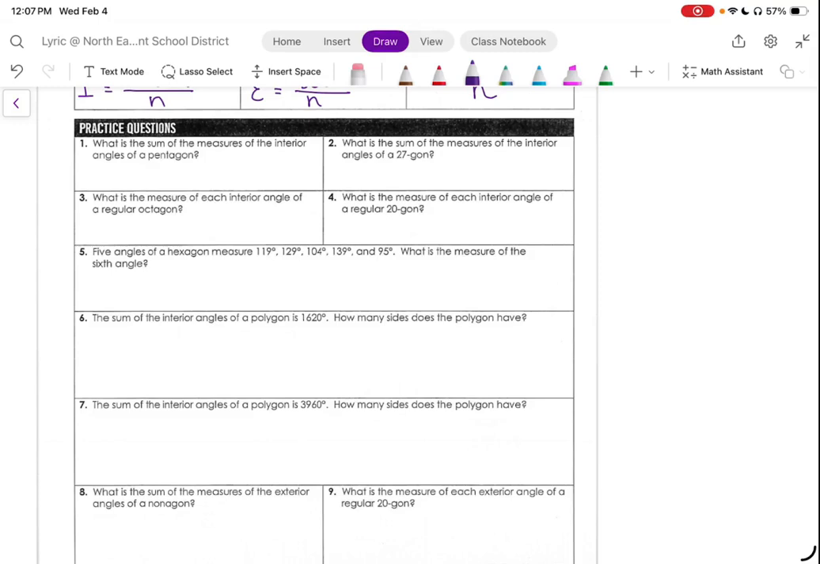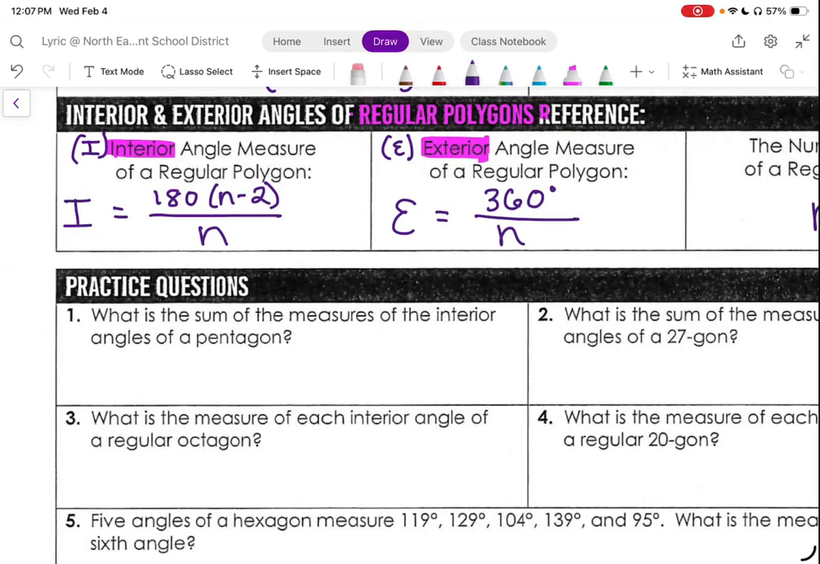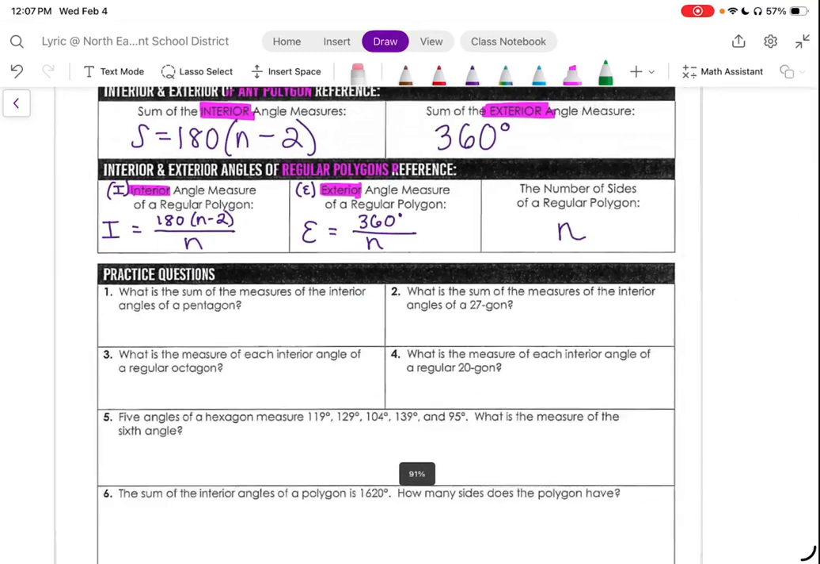All right, let's talk through some of these. Number 1 asks: what is the sum of the measures of the interior angles of a pentagon? It's looking for the interior angles, and this is a pentagon, so what is our n? 5. Which formula are we using? The interior angle measure: 180 times 5 minus 2, divided by 5, and that equals 108 degrees.